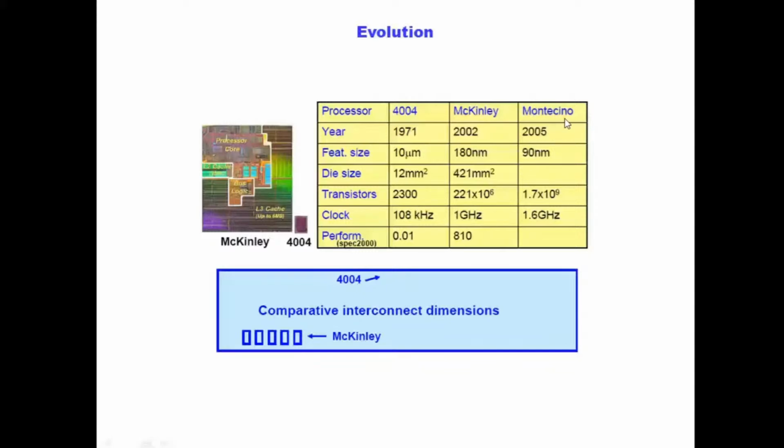In 2005, the microprocessor codename Monticino was manufactured with a feature size of 90 nanometer. Transistors were 1.7 into 10 raised to the power of 9 and operated at 1.6 GHz. So the scaling of MOSFETs helped us to make better microprocessors, better interconnects and faster integrated circuits. Blue box here shows you the size of the interconnect for 4004 IC. The small squares here within this big square show you the size of the interconnect for the McKinley processor.